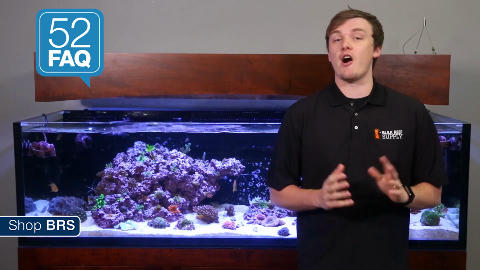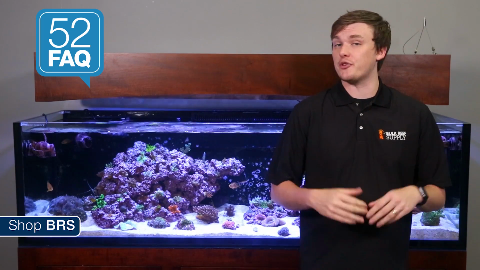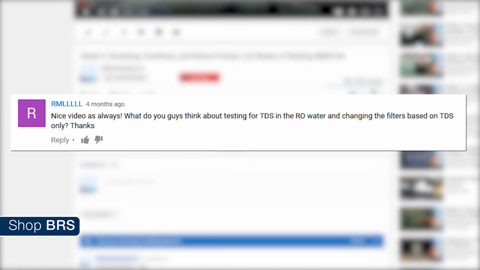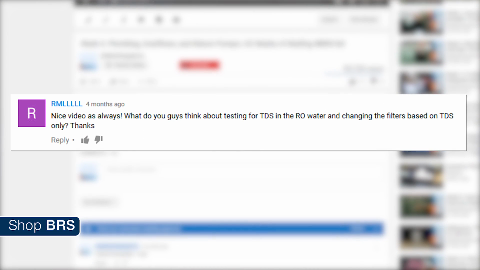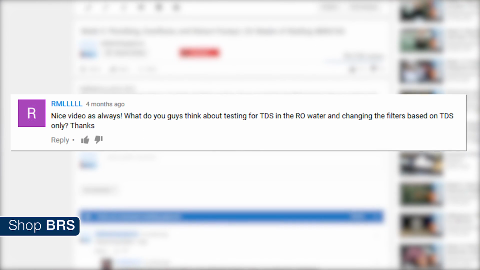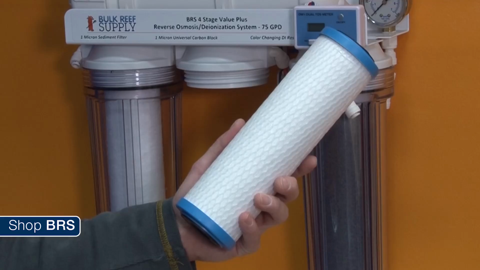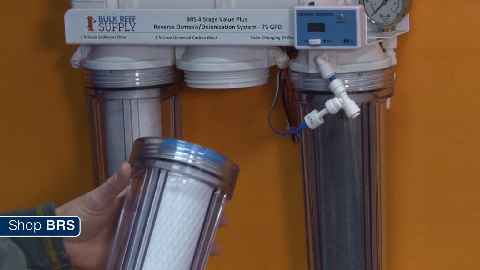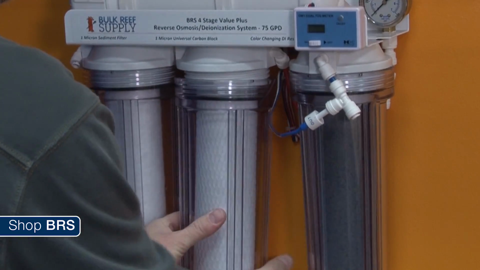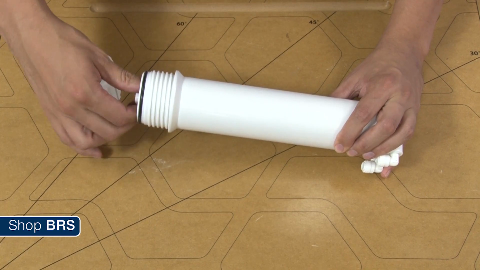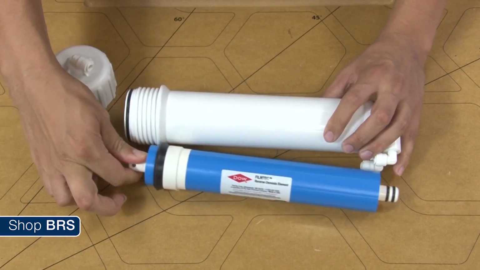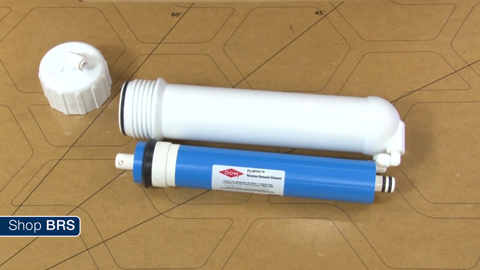This week we're answering RMLLLL's question from week 34. What do you guys think about testing for TDS in the RO water and changing the filters based on TDS only? Quickest answer is that not all the RO filter change intervals can be accurately determined solely by TDS. Filters like your sediment and carbon block pre-filters, for example, won't really affect TDS, and RO membranes have such an extended lifespan that continually monitoring them every time you make water is frankly a little overkill.